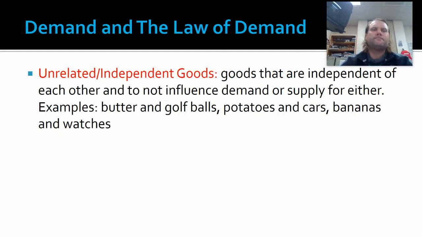Sometimes goods can be considered unrelated, independent. Obviously, in those types of situations, if that question were to come up, it doesn't have to influence something. I've got some examples. The price of butter isn't going to affect the demand for golf balls, potatoes, cars, bananas, watches. I don't know, you could list a whole bunch of things. To be honest, they really don't ask you too many of those situations, but those situations do exist.